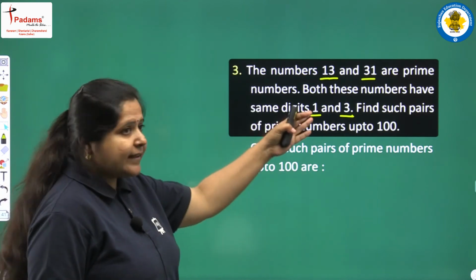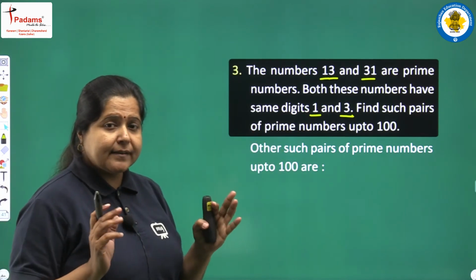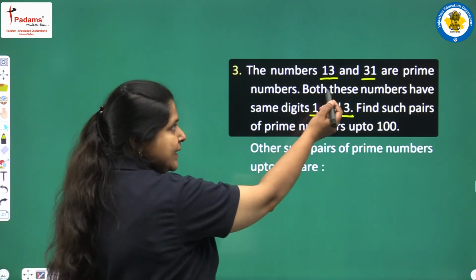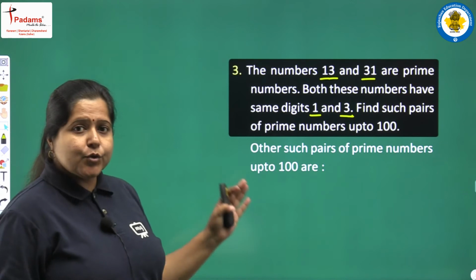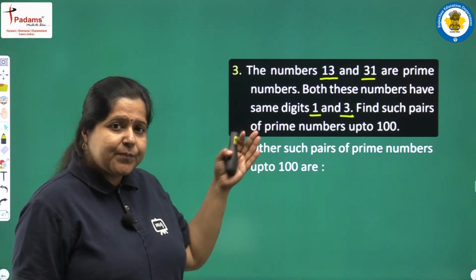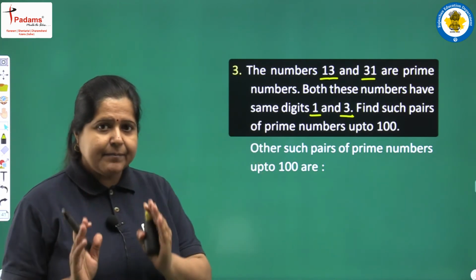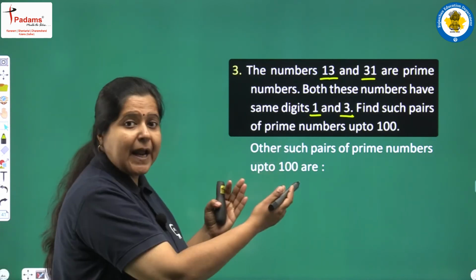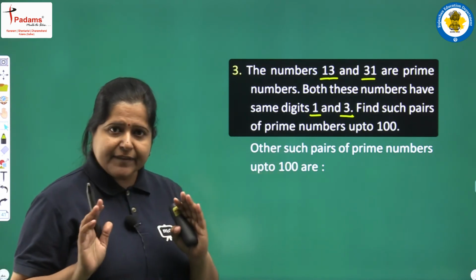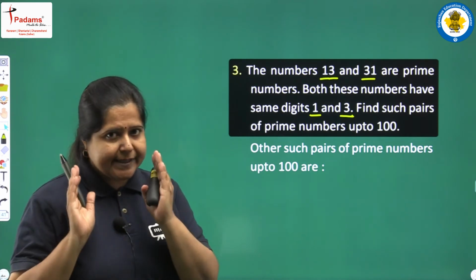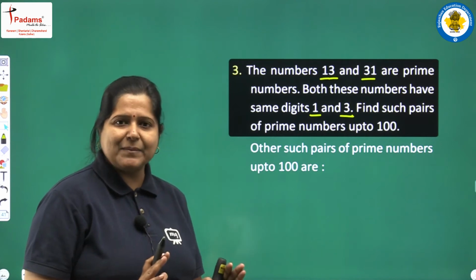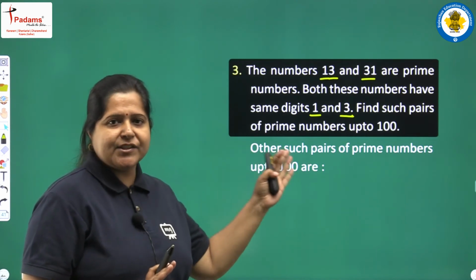What is special here is the two digits are interchanging. First we are having 1 3, then we are having 3 1. So we have to look for other such prime numbers which have the same digits, and after interchanging we get a prime number again. So we are looking for such numbers.